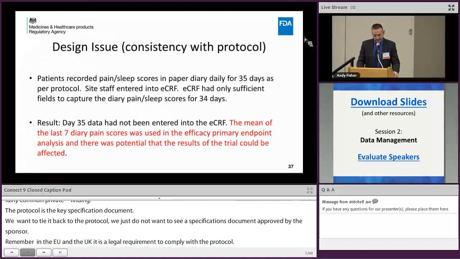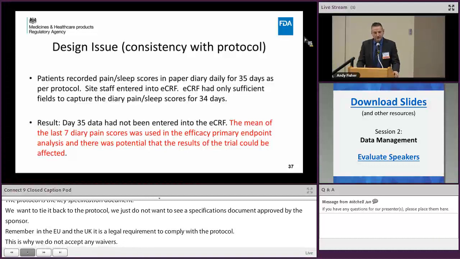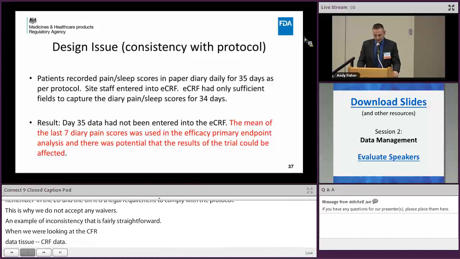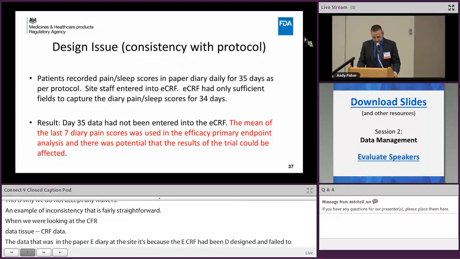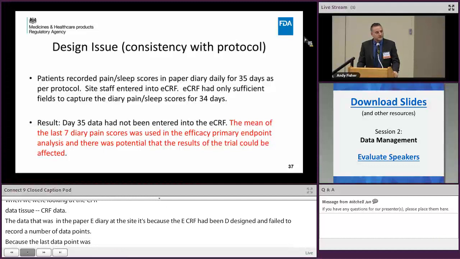So an example of inconsistency was fairly straightforward: when we were looking at the CSR data, we couldn't match up the number of pain scores with the data that was in fields in the e-diary, the paper e-diary at the site. And that's because the eCRF hadn't been designed with enough fields to record the number of data points that the patient had put in their paper diary. And because the last data point was missing at day 35 and the primary endpoint was the mean of the last 7 day scores, that meant that the primary endpoint of the trial was also questionable and meant the sponsor had a lot of work to do then to confirm that the trial results weren't affected.